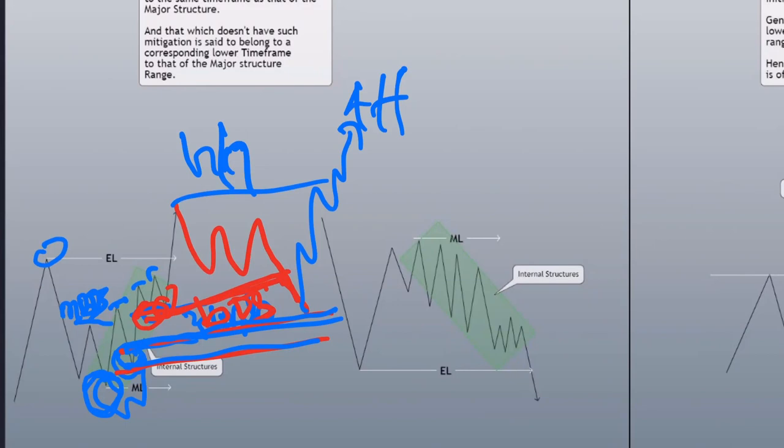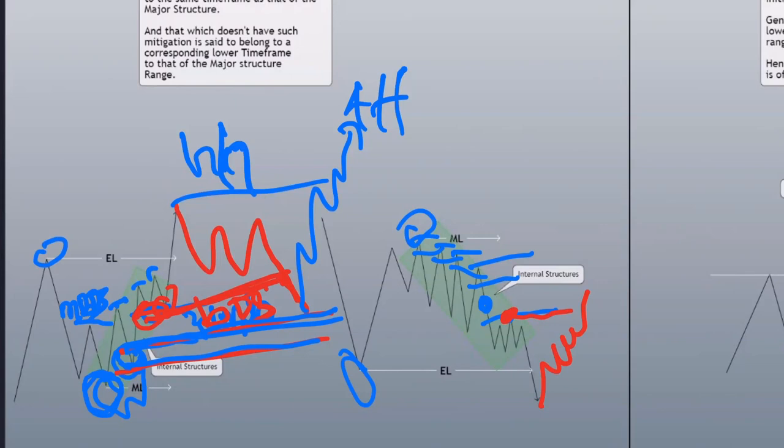Let's look at case number two. We have the external liquidity, major liquidity. All these guys seem to have mitigated each other, and therefore we can give them all degree to all this internal structure. However, there seems to exist an imbalance within this guy here and the last range here. Hence, this high right here will be another degree, say again, degree orange, which means price raiding this only simplifies that a lower time frame structure has been broken.